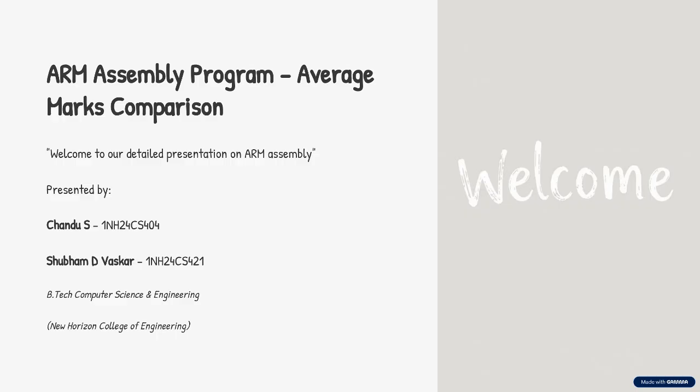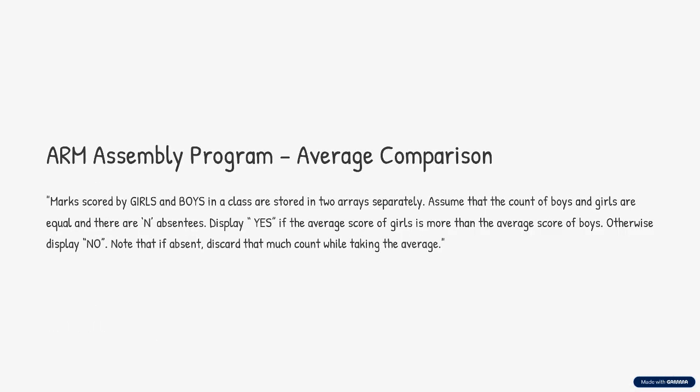So let's get started. Here's the problem. We are given marks of girls and boys in two separate arrays. Some students may be absentees and their marks are represented by -1. We are asked to compare the average marks of girls and boys, excluding the absentees. If girls have a higher average, we display yes, otherwise we display no.